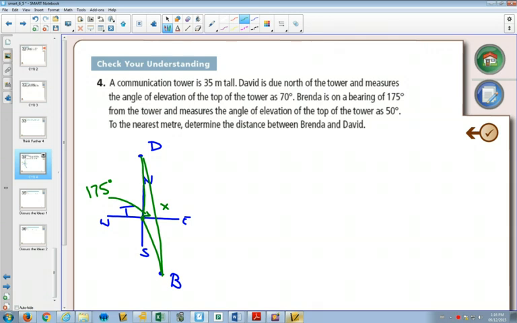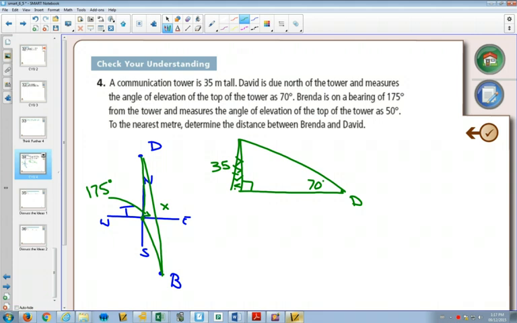But now if we take a look back at other information that we're given, we know that David is due north of the tower, and if I actually draw the tower here and draw David down over here, we know that his angle of elevation to the top of the tower is 70 degrees. This is not drawn to scale, but that would make a right-angled triangle. Okay? And we know the tower is 35 meters tall. So this is just the situation from a side view, looking at the tower and looking at where David is and his angle of elevation.